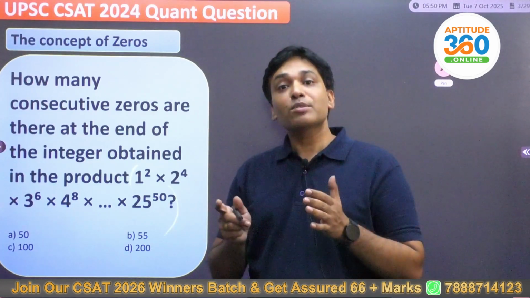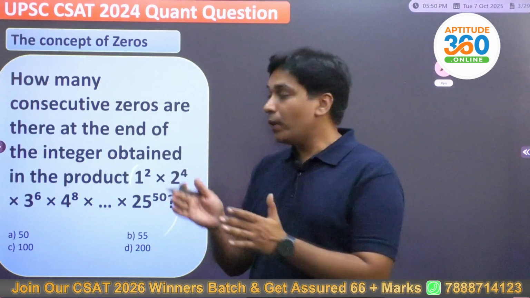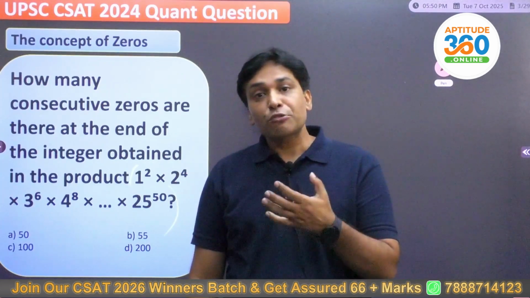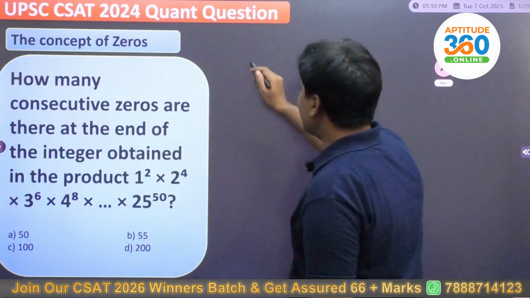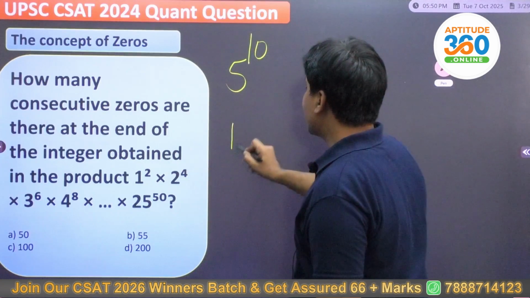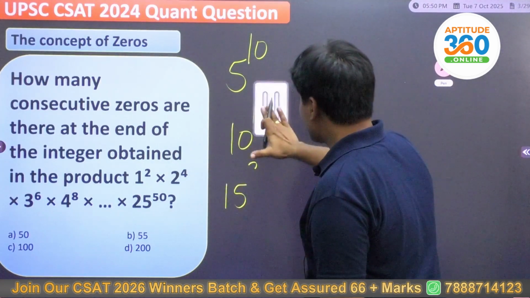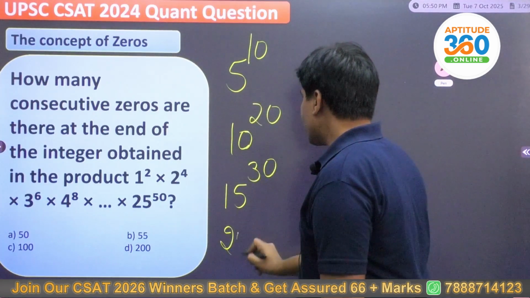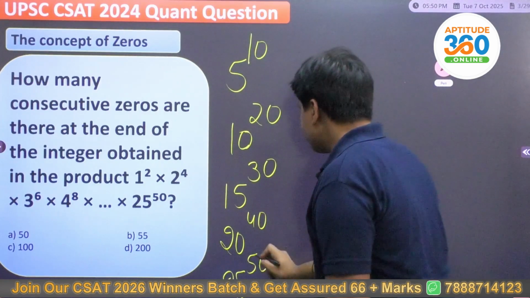So what am I saying? Zeros will come from counting of 2's and 5's. Over here, certainly number of 2's are more than number of 5's. What we should do now is count the number of 5's. Where do you get 5? Over here, if you look at it, 5 raised to 10. There's another number, 10 raised to 20, then 15 raised to 30, and then 20 raised to 40, and finally you have got 25 raised to 50, right?